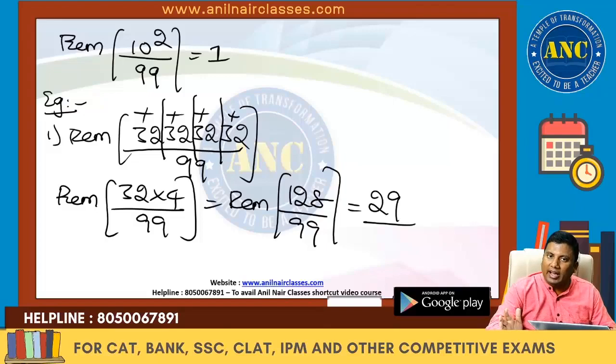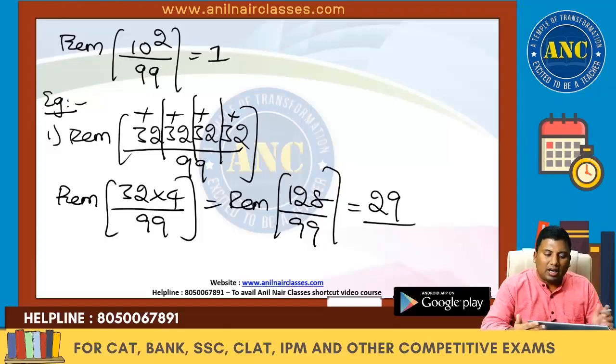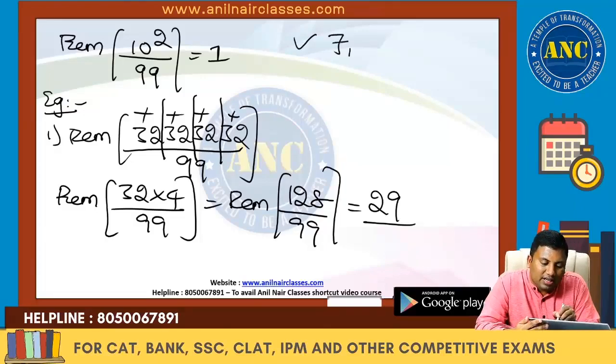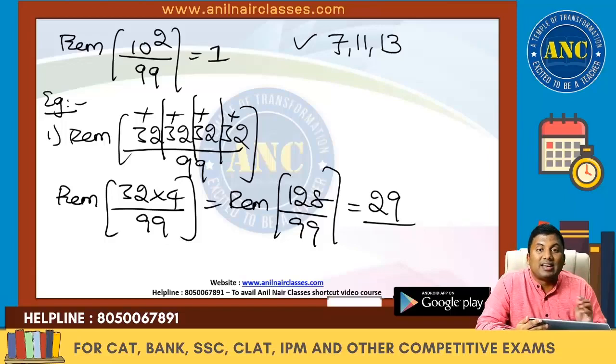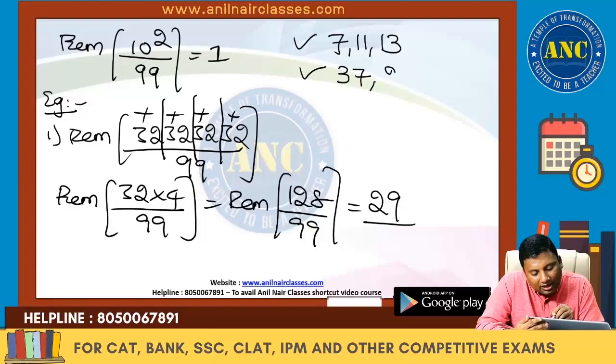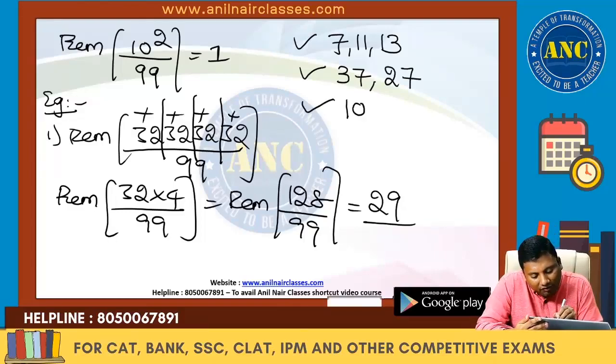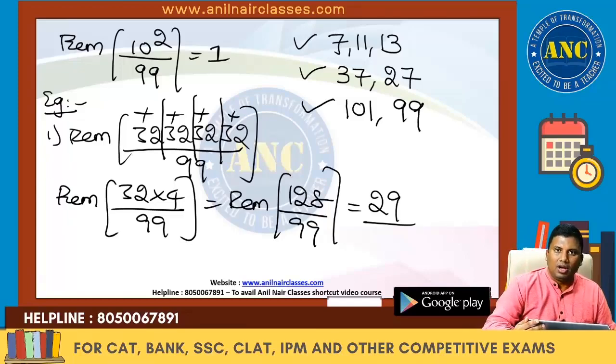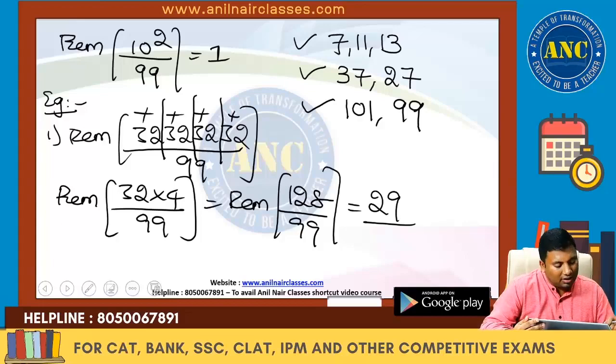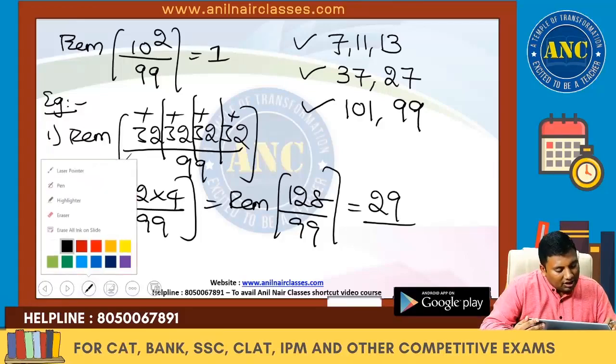I hope the idea is clear. What are the concepts we discussed? We discussed the divisibility rule for 7, 11, 13. We discussed the divisibility rule for 37 and 27. We discussed the divisibility rule for 101 and 99. Are you all with me? Next one. Idea clear, right?